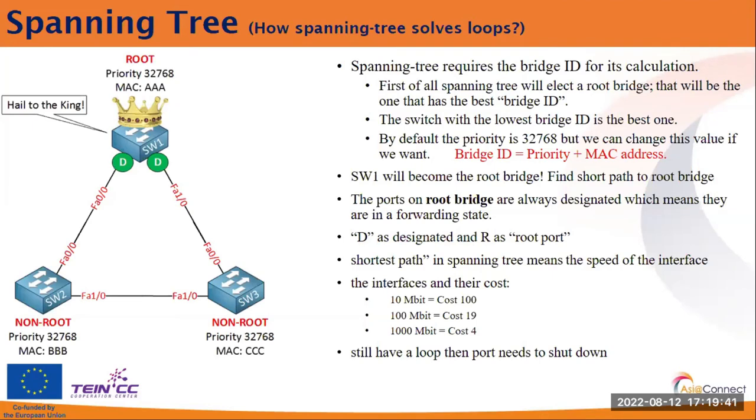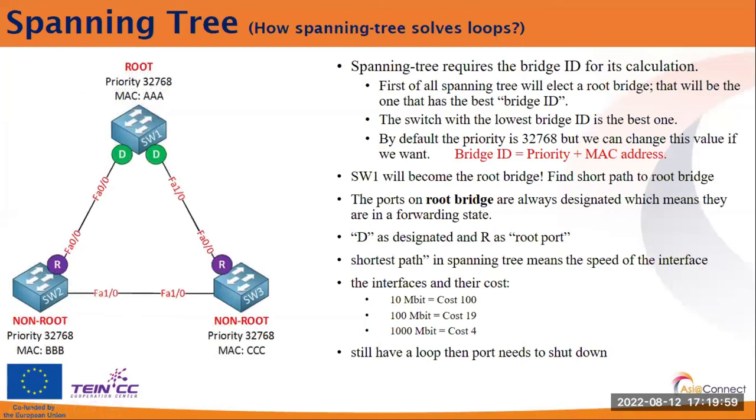The ports on our root bridge are always designated. We are using D here. See, here is D. Designated means they are in the forwarding state. So take a look at this picture. And next we use R. You can see here R. We select first the root bridge, then the designated port, and next we use R.